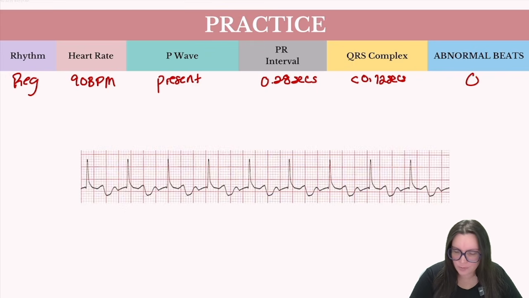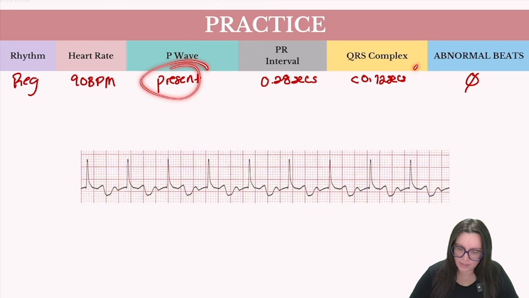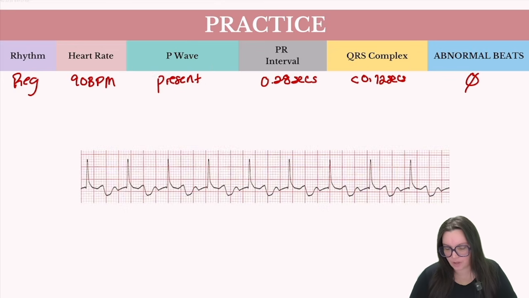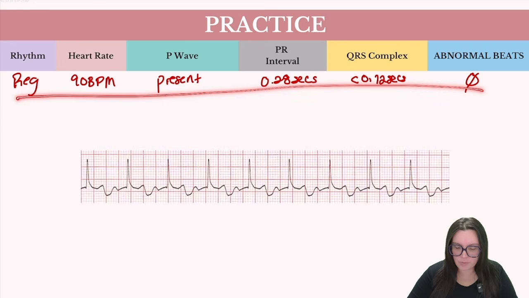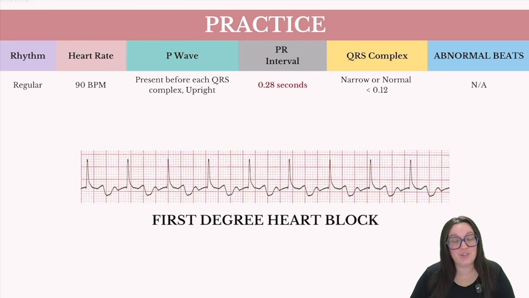And do I have any abnormal beats? I absolutely do not. So what do I have here? I have what looks to be a regular rhythm, right? I have a regular rhythm, 90 beats per minute. P waves are present. I have a nice, narrow, and normal QRS complex. So it looks like I'm looking at a normal sinus rhythm, but the only difference here is I have this very long PR interval. So if I have a regular rhythm with a long PR interval, which heart block do I have? You got it. I have a first-degree heart block. In this case, you want to identify the underlying rhythm. So we would call this a normal sinus rhythm with a first-degree heart block.